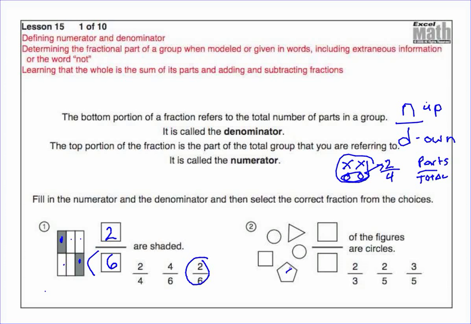Okay, on this one you have 1, 2, 3, 4, 5 total parts. So you should put a 5 as the denominator. It's asking what fraction are circles, and we see 2 circles. So 2/5 are circles. Circle that one.